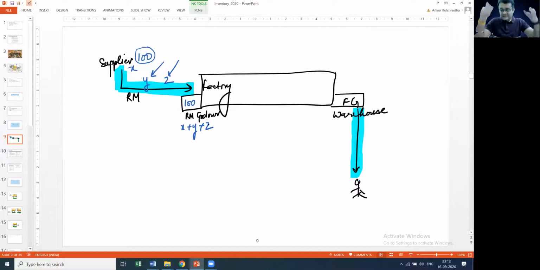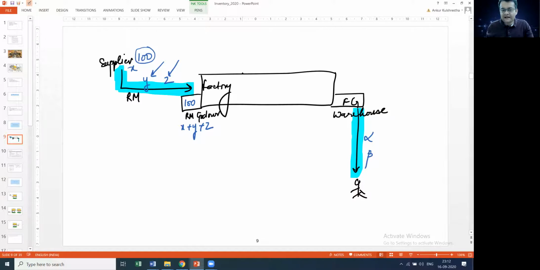Therefore, in case in an income statement you happen to see transportation or distribution charges, those are typically the distribution charges which are incurred on finished goods, because the inbound ones are automatically part of the raw material consumed. Okay, so that's also a good learning.